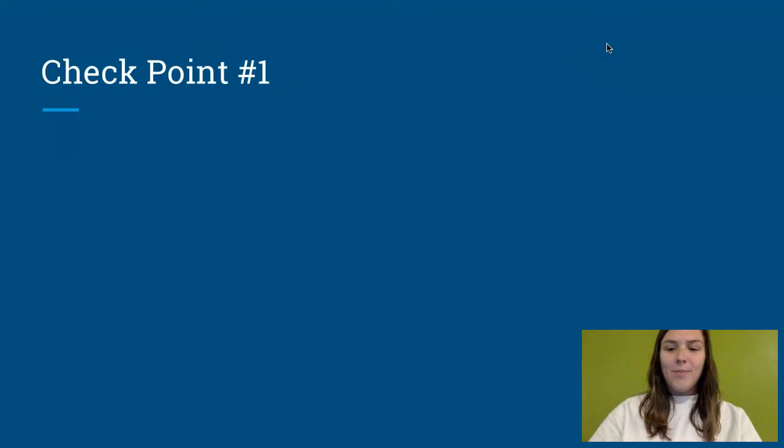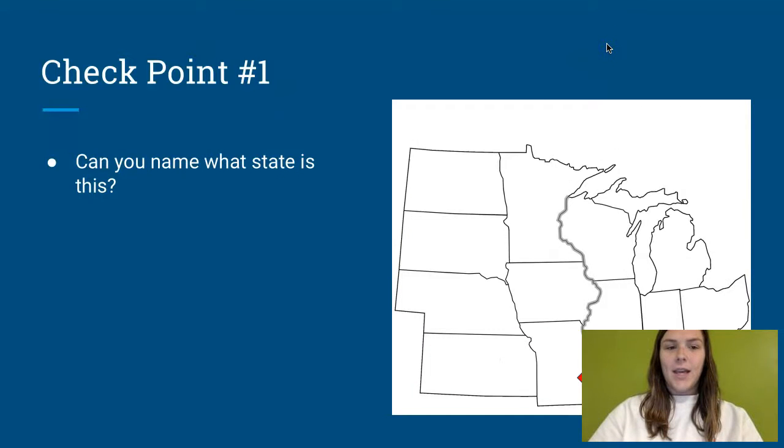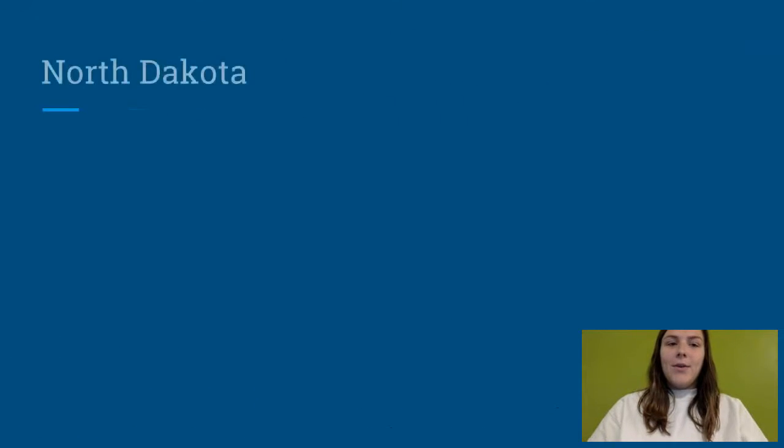We have our first checkpoint. Can you name where the state is? The state with the red arrow. I'll give you a second to think. Missouri. Next we have Miss Ellie to talk to you about North Dakota.